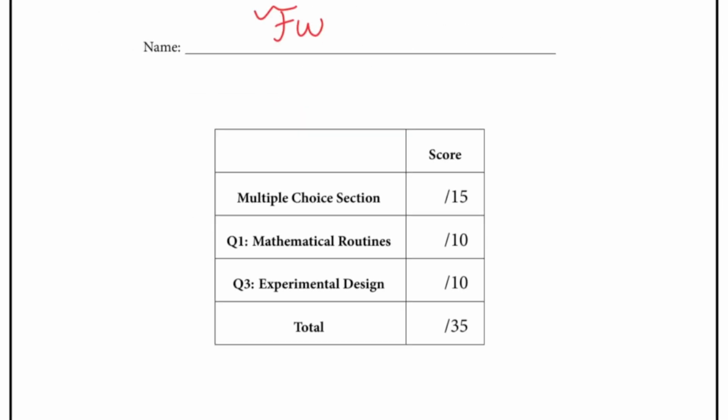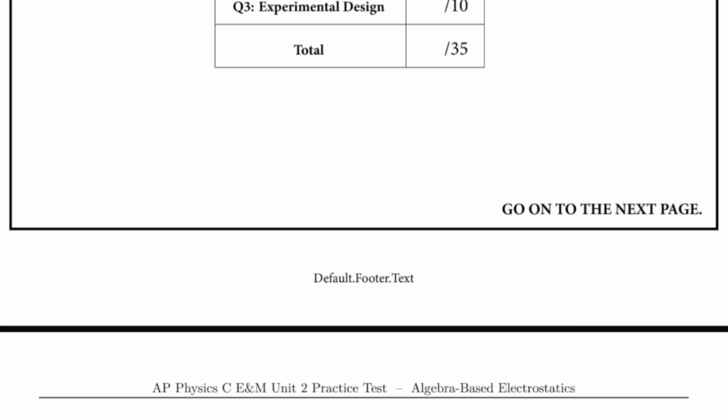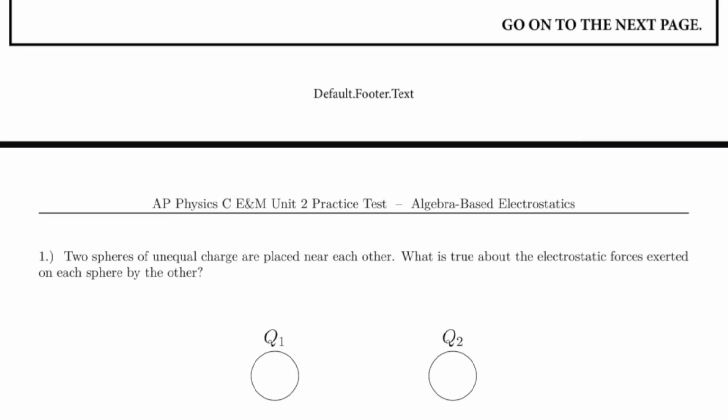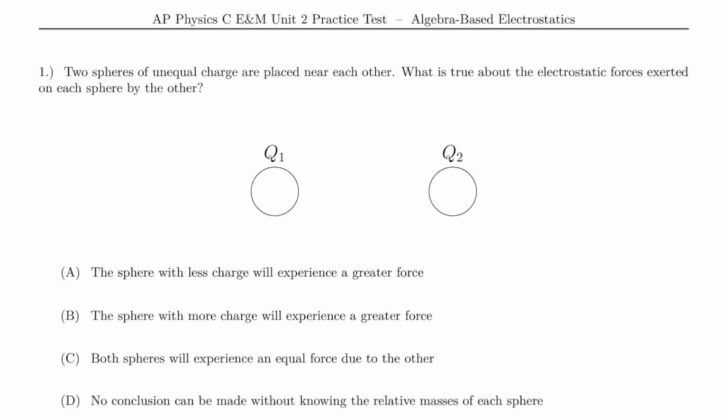So how it's blocked out is we got 15 multiple choice, which is about 2 minutes each. We got 25 minutes for the symbolic mathematical routines question, and then about 25 minutes for the experimental design best fit line question. So this is almost half an AP test. The goal is that throughout the multiple choice, generally I tried to put the harder questions at the back.